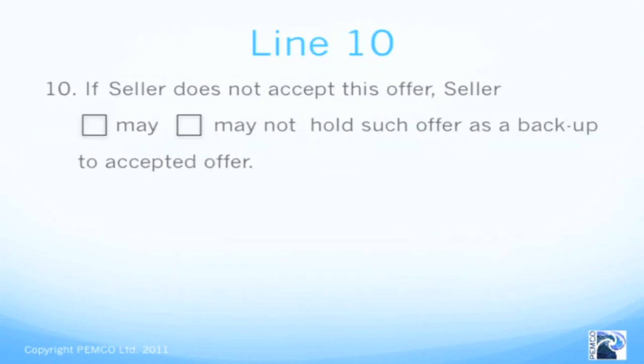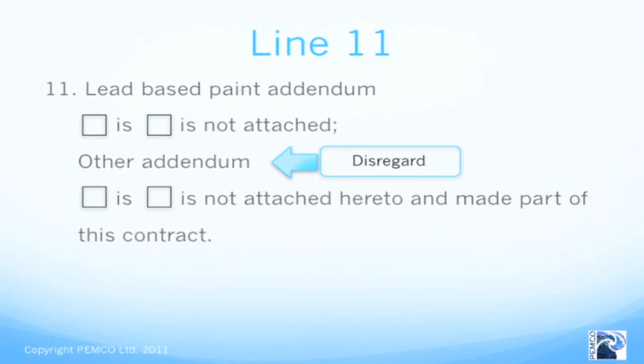Line 10 will be auto-checked for you because you will have already indicated whether you would like to be considered a backup offer on the bid submission page. On line 11, either box concerning LBP addendum will be auto-checked based on whether the LBP addendum is necessary. The other checkbox you can disregard. You won't need to fill this in.